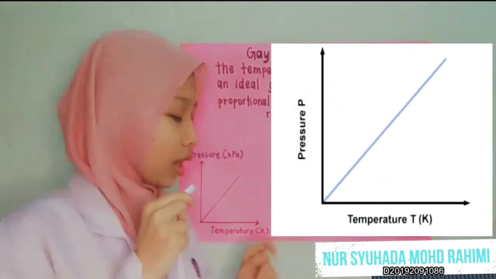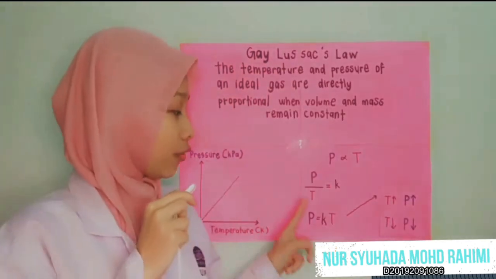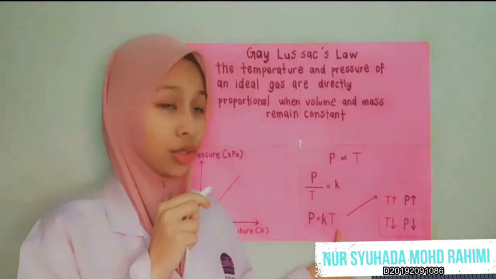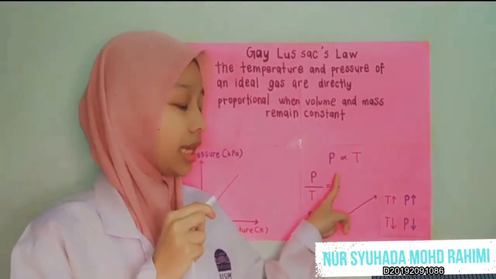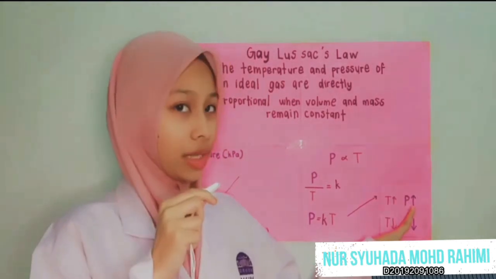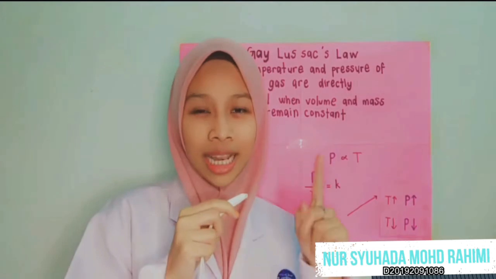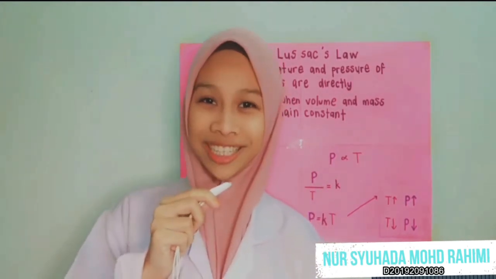So it means that when the temperature is increased, the pressure will increase too. From this equation, P equals KT, where K is a constant, it means that when temperature is increased, the pressure will increase and vice versa. So does it make sense? Let's do an experiment to prove this.